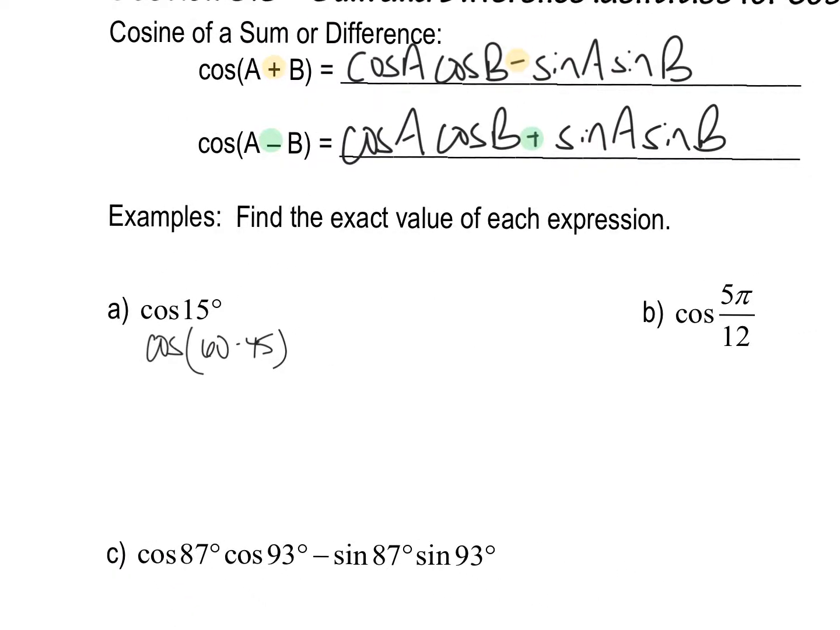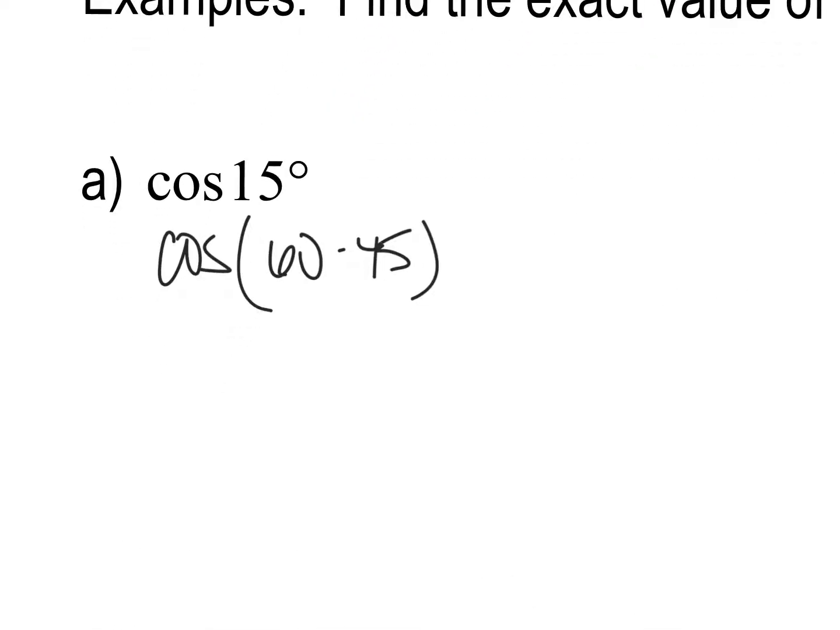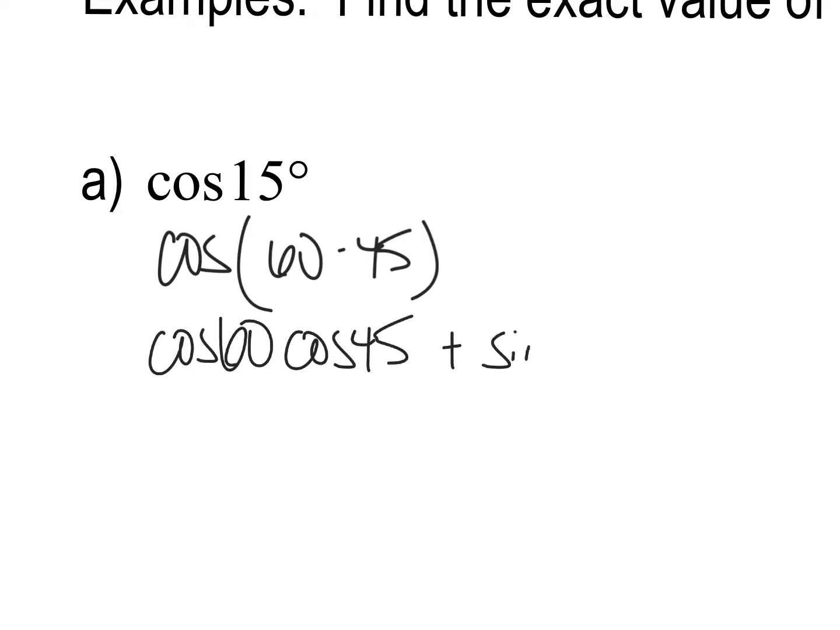And what I'm going to do is use this formula now. So I'm going to turn this into cosine 60 cosine 45 plus sine 60 sine 45. I know all four of those functions from the unit circle, and I'm just using my formula for subtracting two angles in cosine. Make sure that this is an addition sign here. So now we're just thinking unit circle stuff.